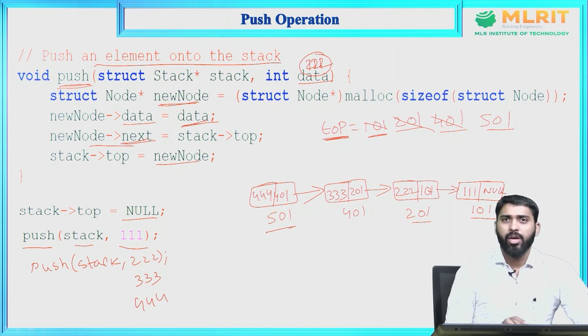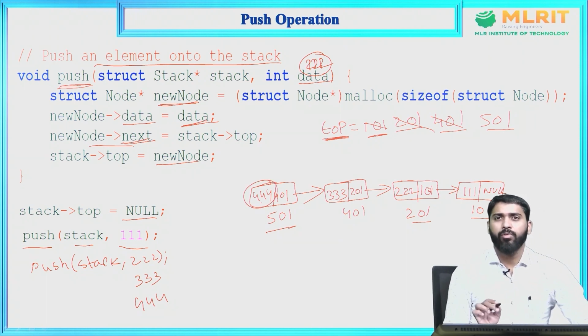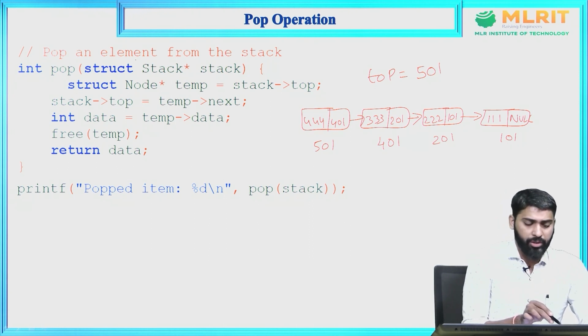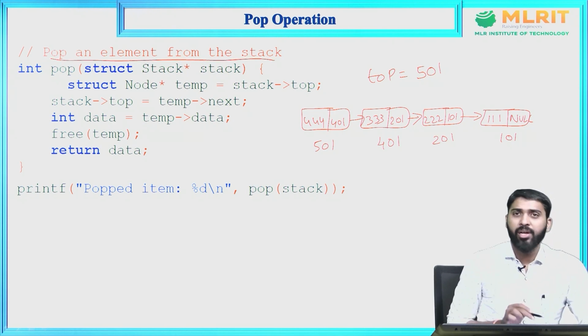Okay. So always top indicates the last inserted number. Here the last inserted number is 444. Top indicates 444. Okay. So this is how we are going to insert a new element in stack using linked list. Now we see pop function. So pop function we use to delete an element from stack, that is, pop an element from stack.